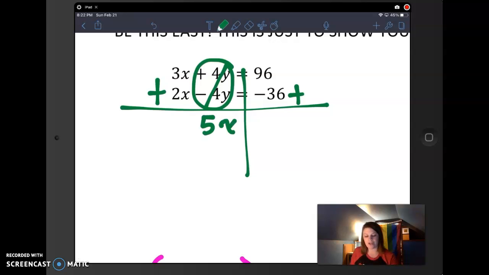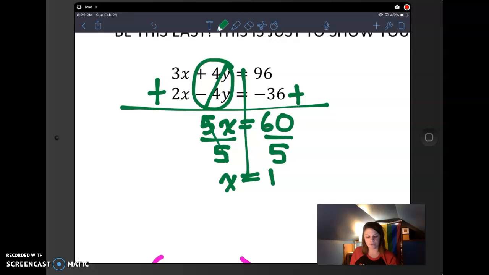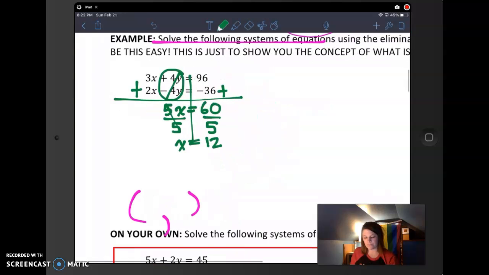3 and 2 is 5. 96 plus negative 36 is going to give us 60. And now we just have this adorable little one-step equation. All we got to do to find what 1x equals is to divide by 5. And we get x is equal to 12. So there we go. Pretty simple.